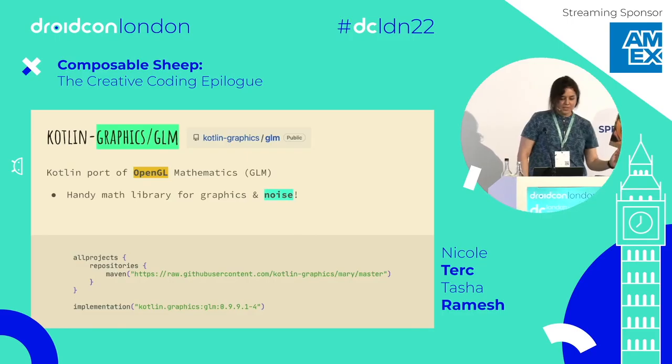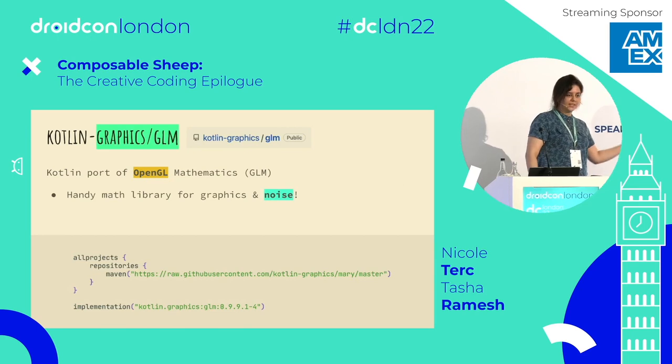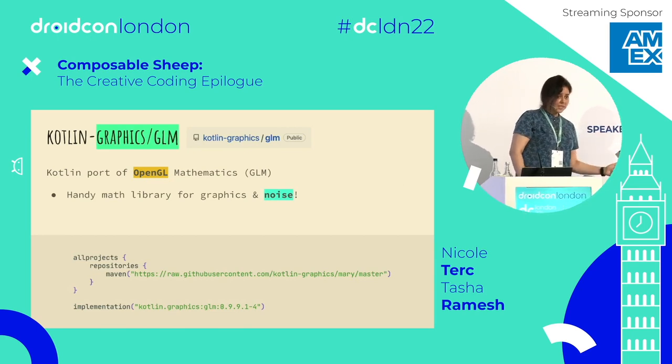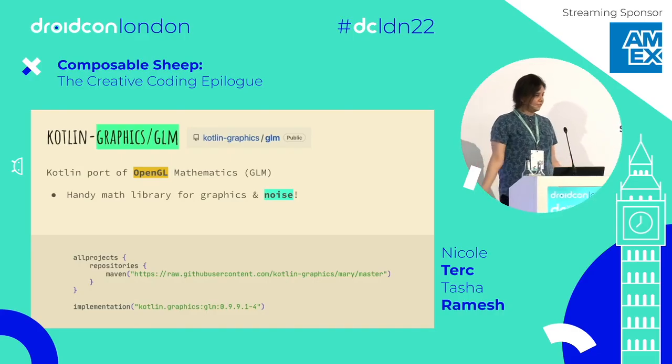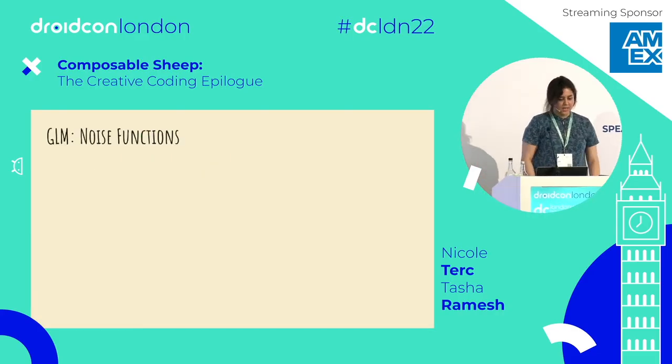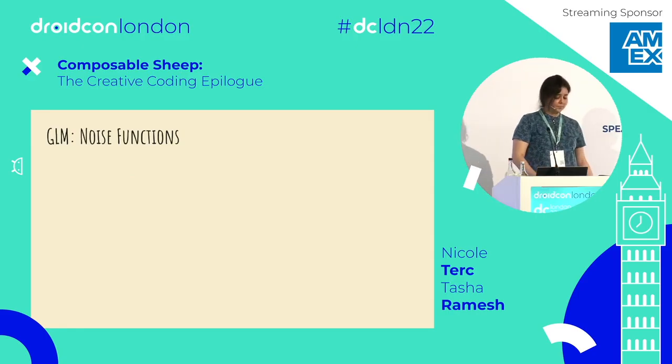This is based on the OpenGL Mathematics library already in place, and it has a lot of really handy functions for graphics, and specifically noise. The only thing we need to do is add it to our projects, and voila, we have the functions. Nice. But what noise functions are in this library? What are we going to be using?